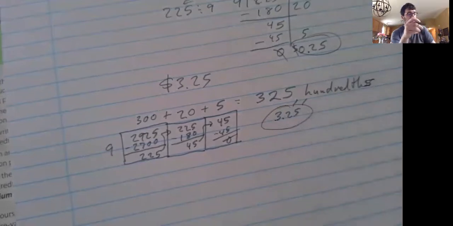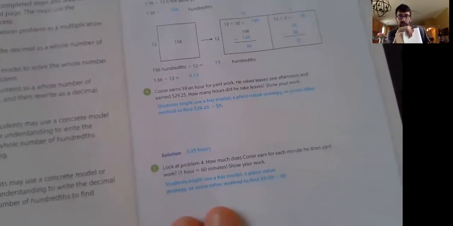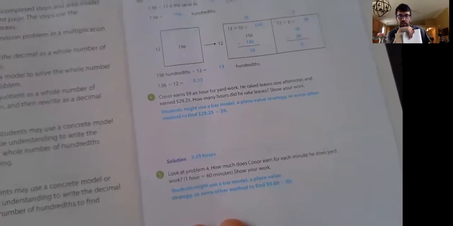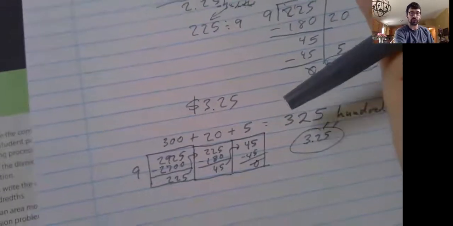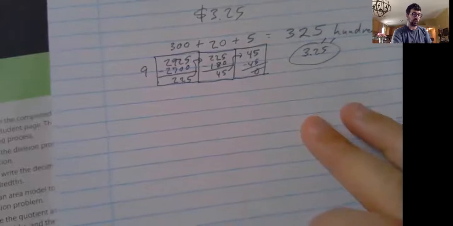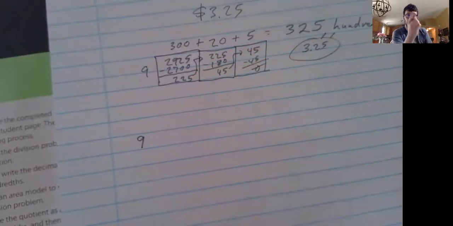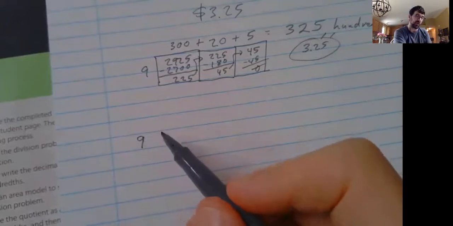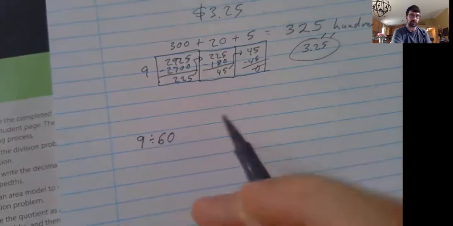Okay. So, on to the next problem. The problem says, looking at problem 4, how much does Connor earn each minute he does yard work? Well, we're not worried about anything else besides how much money he makes per hour, which is 9, and minutes, right? So what we're going to be looking at, he makes $9 an hour. That's per hour, right? So for 1 hour, he makes $9. But we want to figure out how much he makes per minute. So we need to take how much he earns per hour, and we need to divide this by 60.